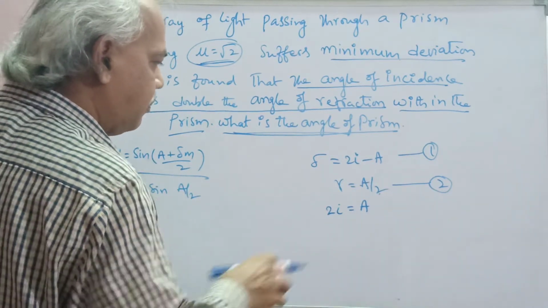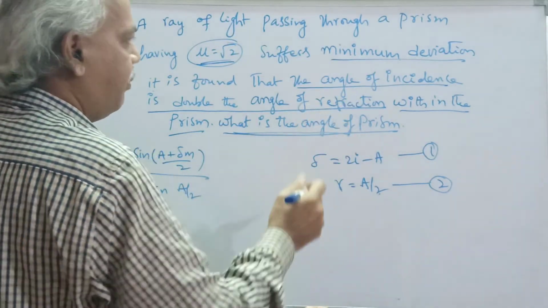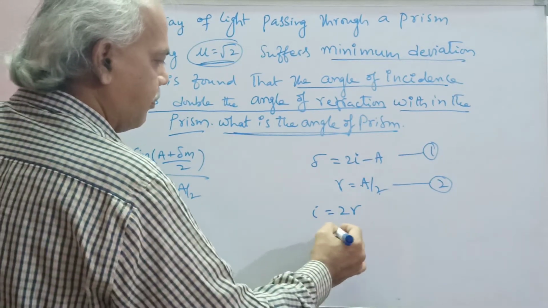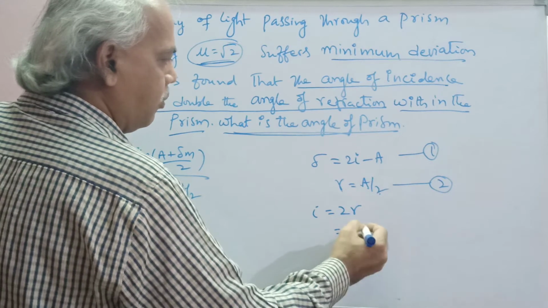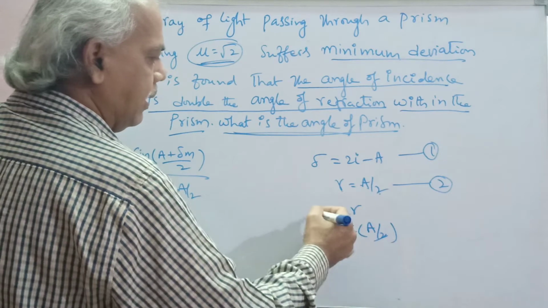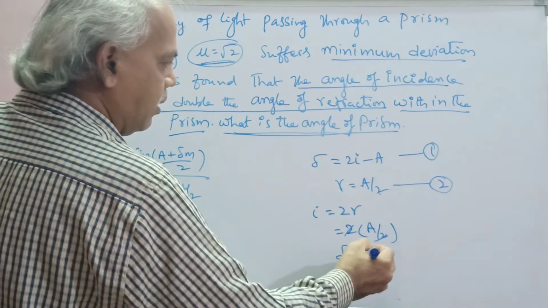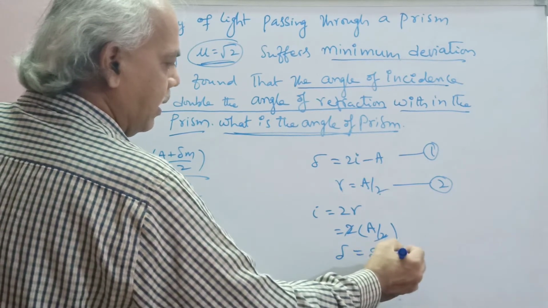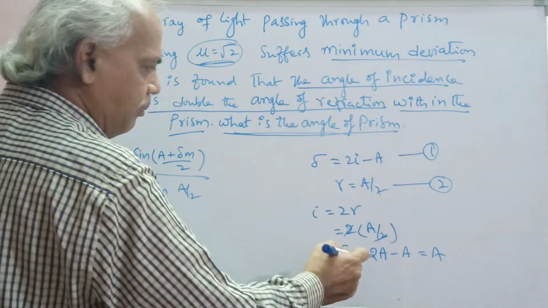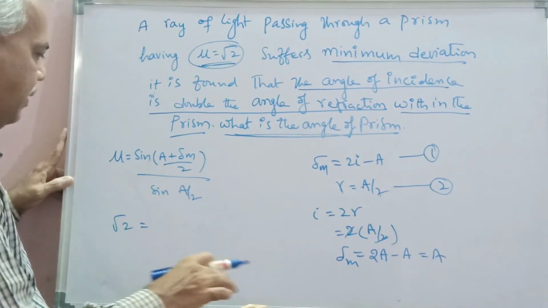Yes, the angle of incidence is double the angle of refraction. i is equal to 2r, and here 2 into r value is A by 2. 2 cancel, i is equal to A. So minimum angle of deviation δ is equal to what? 2 into A minus A, that is equal to A. So substitute the angle of minimum deviation value δm is equal to A and simplify that.